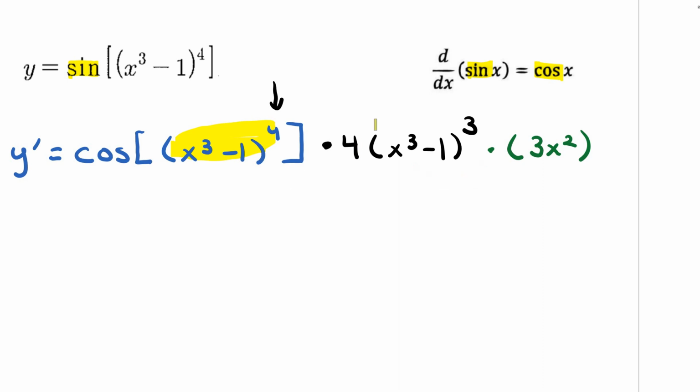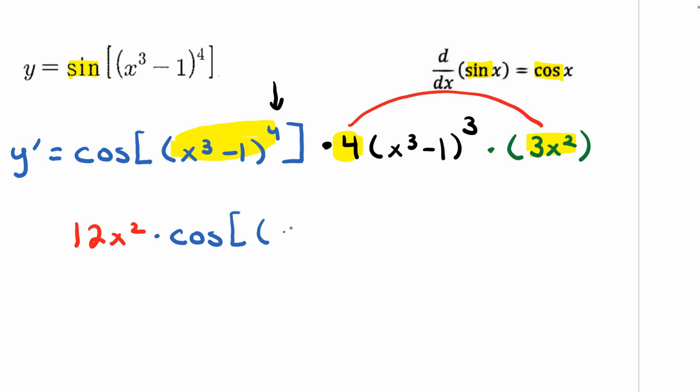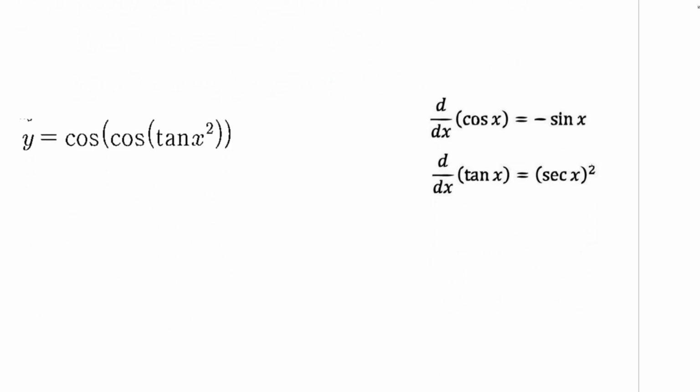If you want to continue simplifying this, all you can really do is take this 4 and the 3x squared. If you multiply the 4 and the 3x squared, you should get 12x squared. And then from there, you can just multiply by everything else. So that will be cos of bracket x cubed minus 1 to the power of 4, close that bracket, and then you have all of this tagging along, which is just bracket x cubed minus 1 to the power of 3. Okay, so that's totally fine for that particular question as a final answer, and let's move on to question number 17, I believe.